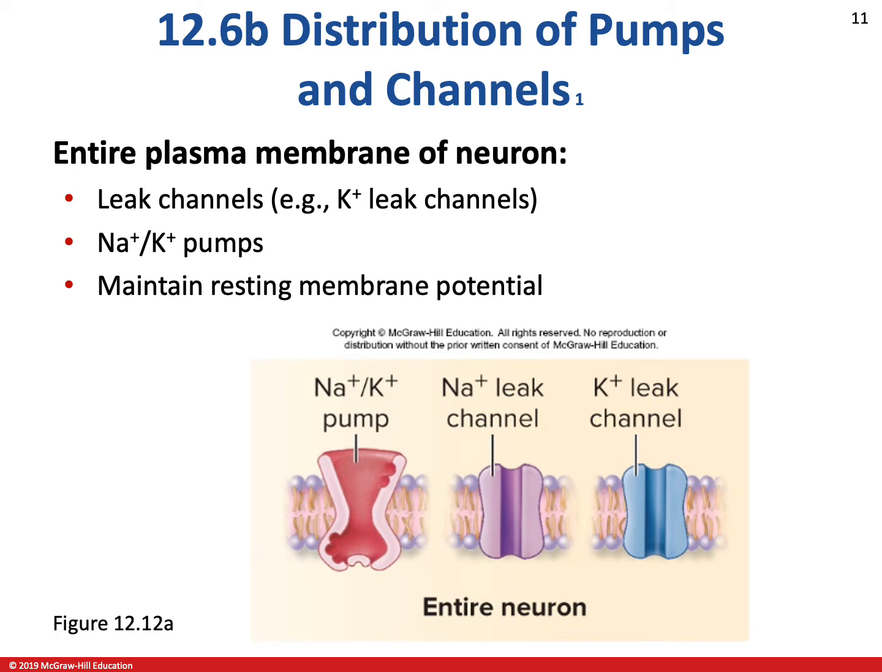In this picture, you can see the distribution of pumps and channels in all parts of our neuron. In the plasma membrane, we can see leaky channels for sodium ion, leaky channels for potassium ion, and the sodium-potassium ATPase pump. And all of these pumps and channels together maintain the resting membrane potential for our neuron.